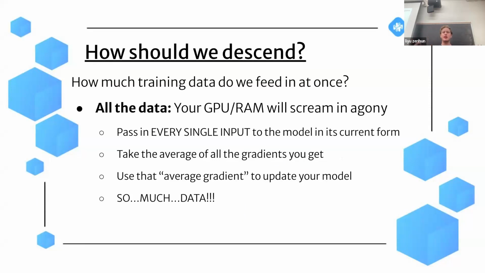So basically, if we pass in all the data in the current form, we take the average of all those gradients, it becomes way too much for our computers. To give you an idea, I don't even remember how much it is, but to train something like ChatGPT, I think it was worth hundreds of millions of dollars or something crazy like that.